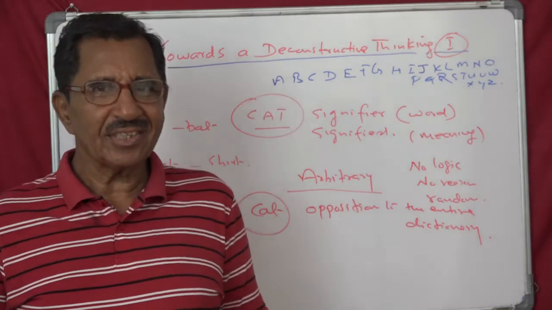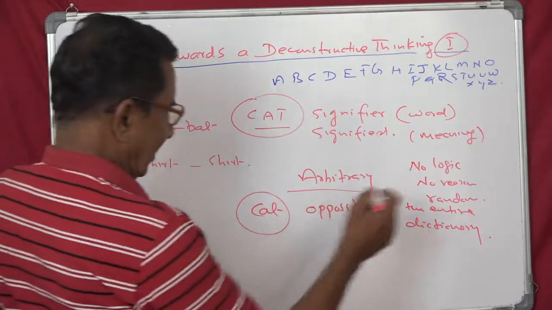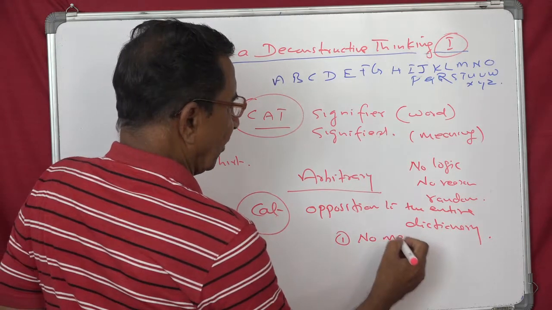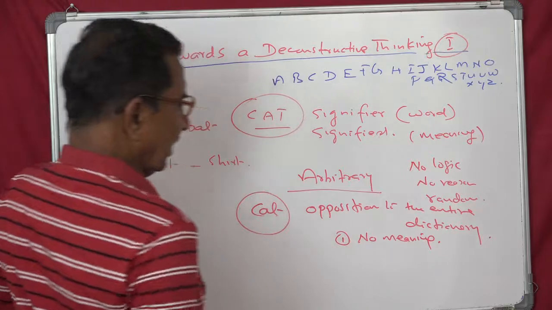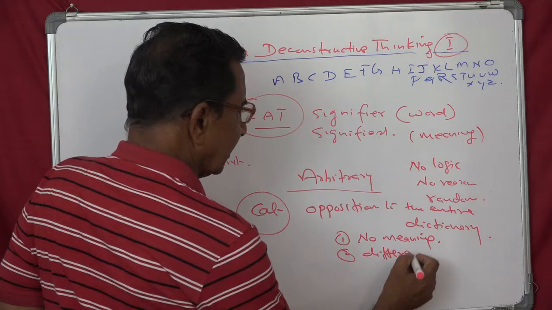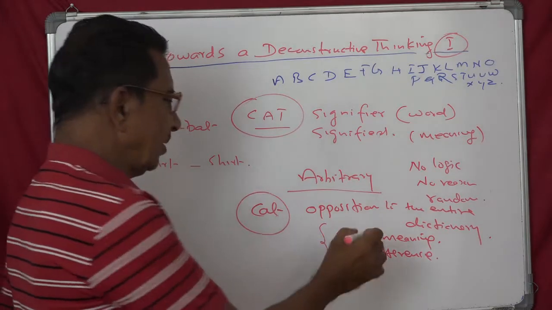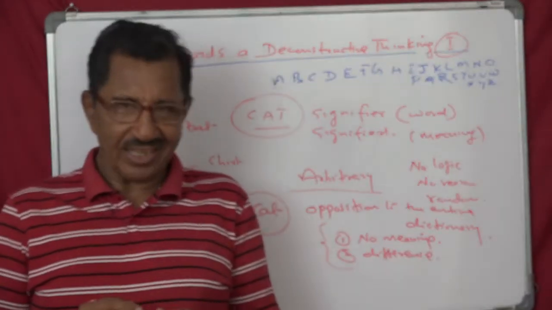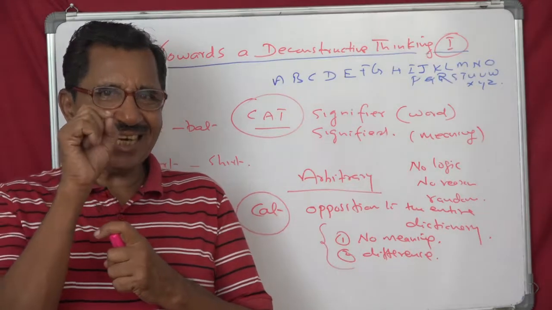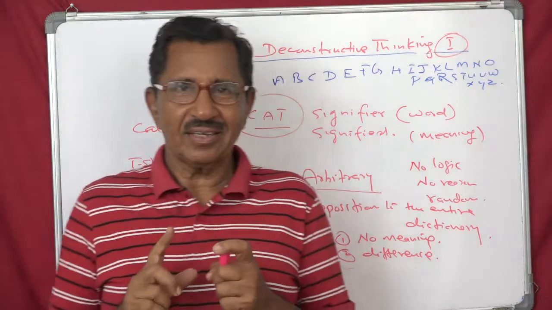So in language there is no meaning but only difference. That is point one, no meaning for words as such. Secondly, there is only difference. The whole deconstructive thinking process begins from this. This is the cardinal or the most important point.